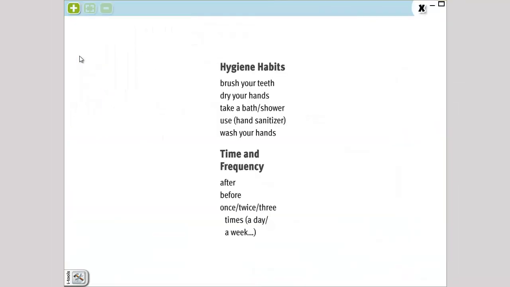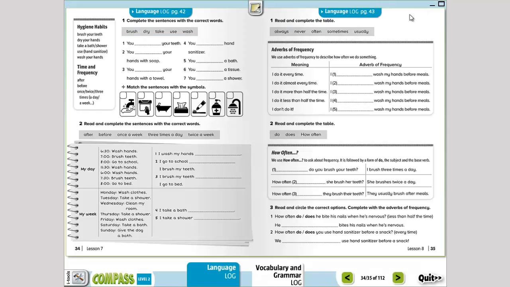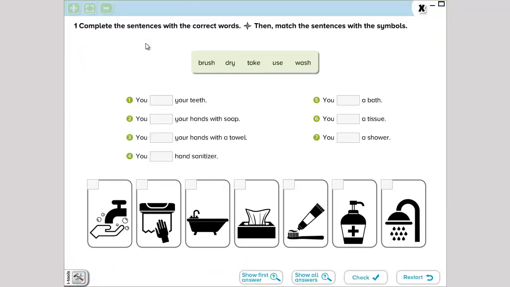Hygiene habits. Brush your teeth, dry your hands, take a bath, shower, use hand sanitizer, wash your hands. Time and frequency. After, before, once, twice, 3 times a day, or 3 times a week. Okay? It says, complete the sentences with the correct words, then match the sentences with the symbols.